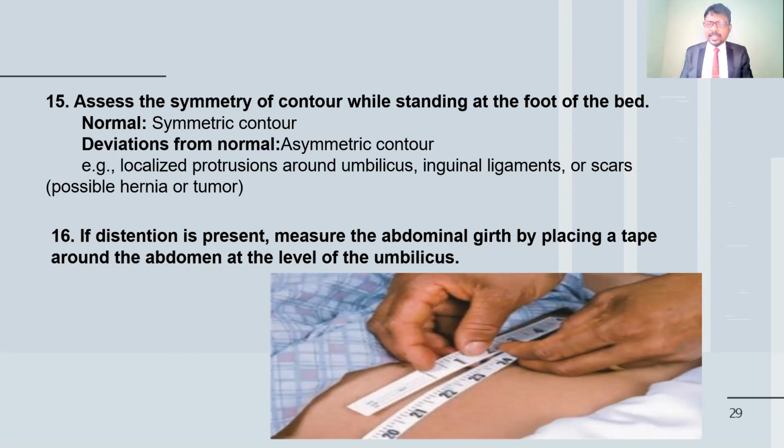We have to do a proper assessment of the size of the abdomen. Where exactly do we place the tape? It should be at the center of the umbilicus, so that we can find any masses around the umbilicus, such as an inguinal hernia and abdominal hernia. If distension is present, measure the abdominal girth by placing the tape around the abdomen at the level of the umbilicus. So if there are any extra masses, we use the tape where they have the enlargement.